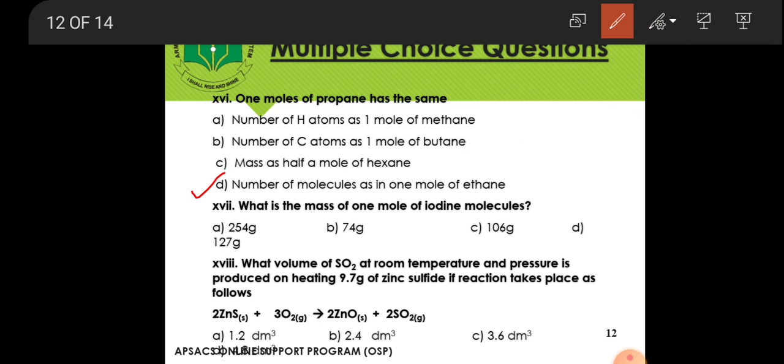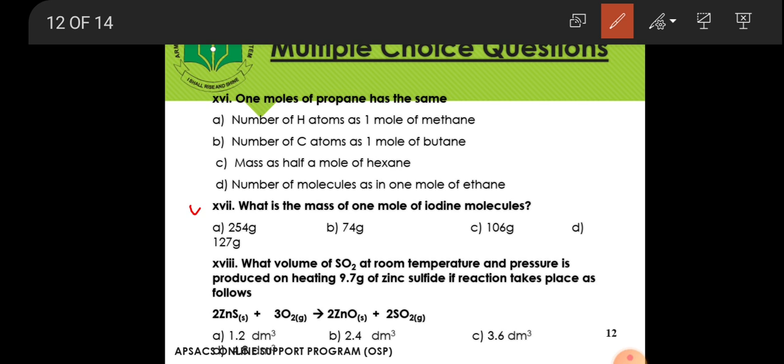Fourth, D part, the same number of molecules as in 1 mole of ethane. Yes, 1 mole of propane and 1 mole of ethane contain the same number of molecules, that is 6.02 into 10 raised to power 23. So D part is the correct answer.